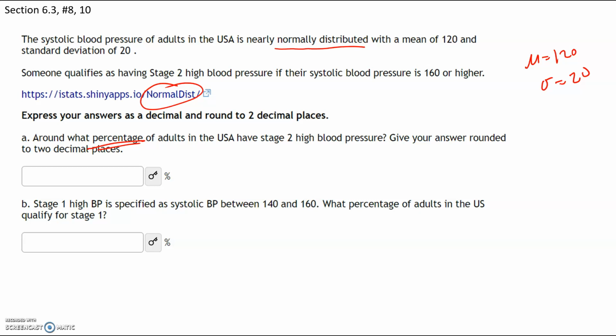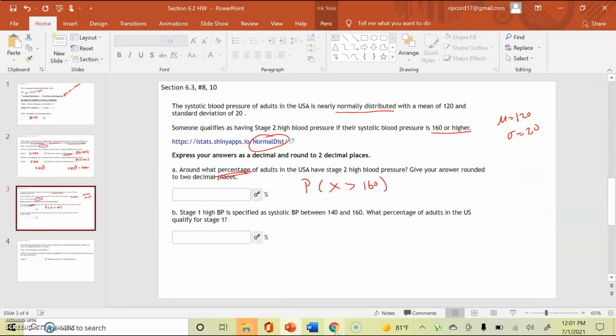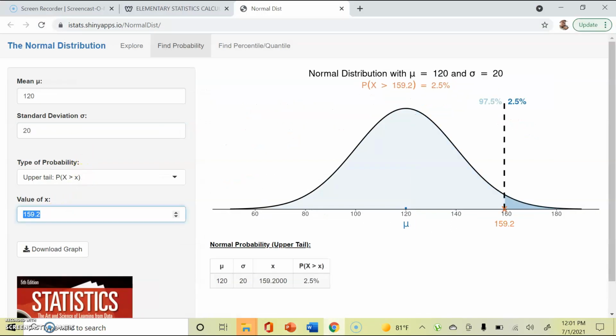So we want to know what is the probability that X is greater than 160. Okay, why is it 160? Because when it's 160 or higher, then they have a stage 2 high blood pressure. So we're going to put in our mean and standard deviation. We're going to go to the normal calculator. Our mean is 120. Our standard deviation is 20. We want to know what is the probability that X is greater than 160. And we get our percentage to be 2.275%. So about 2% of adults have stage 2 high blood pressure.